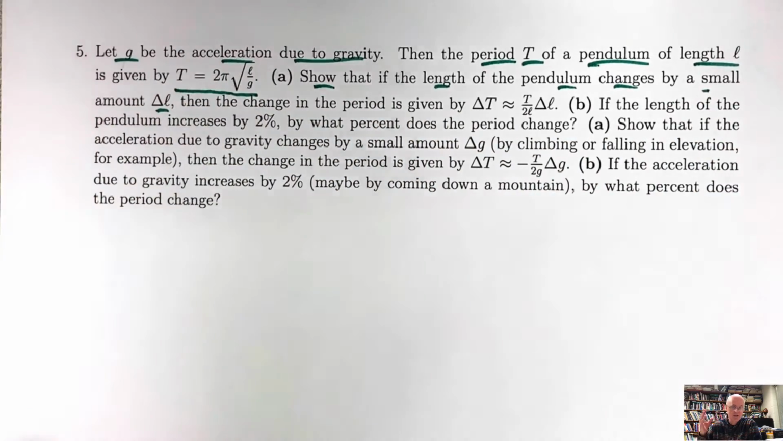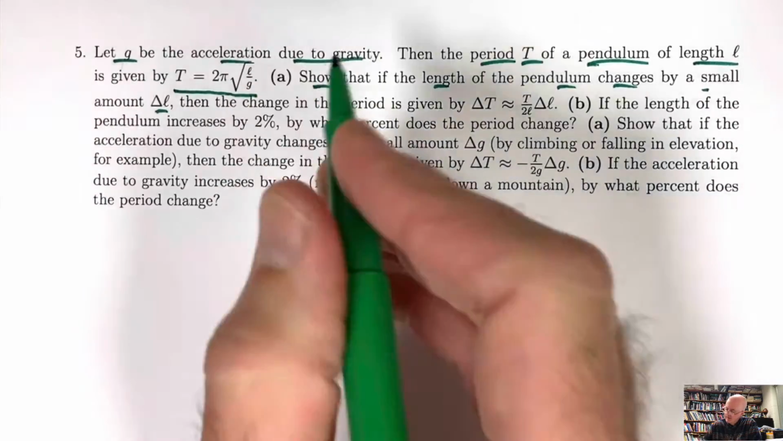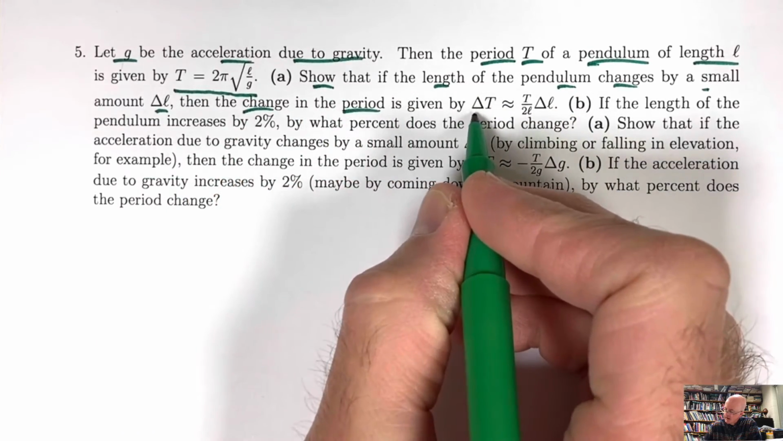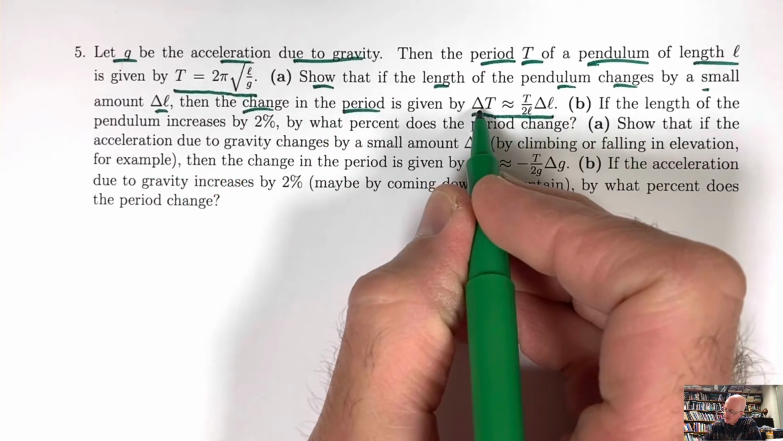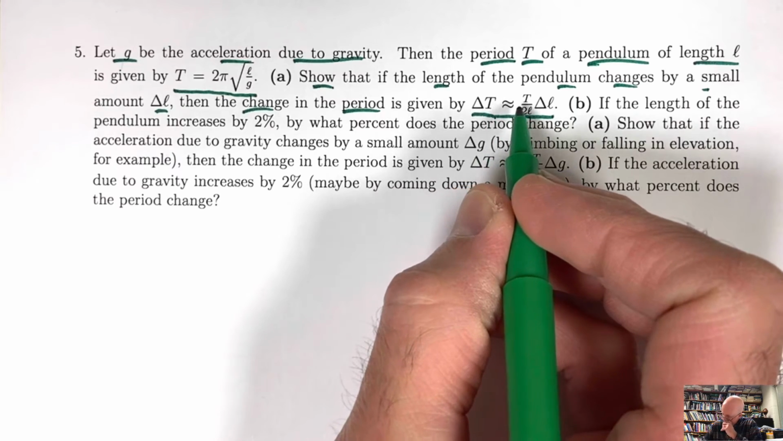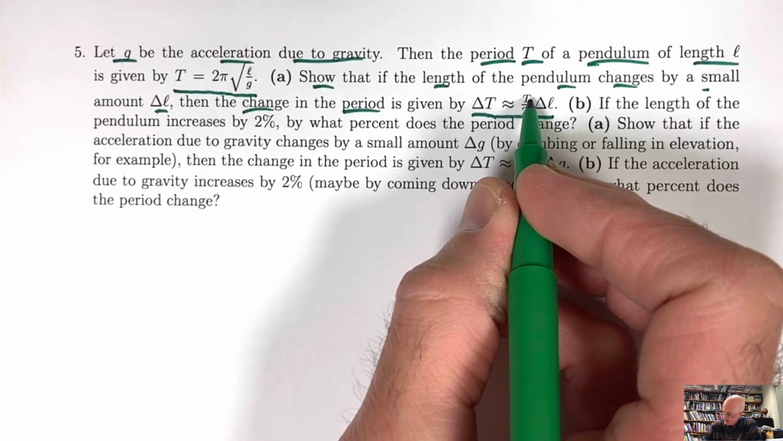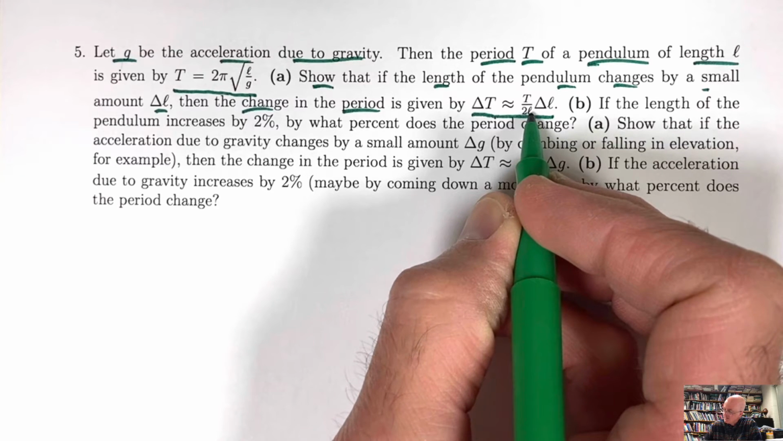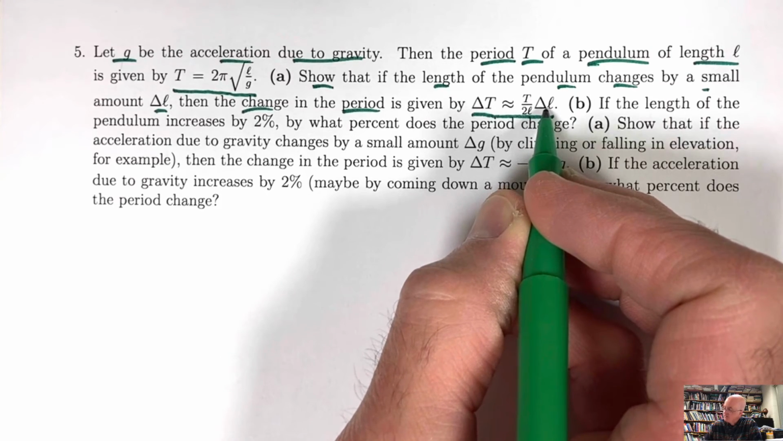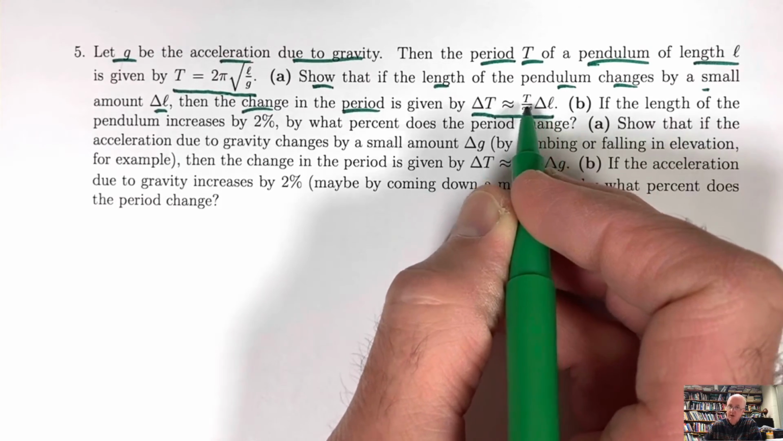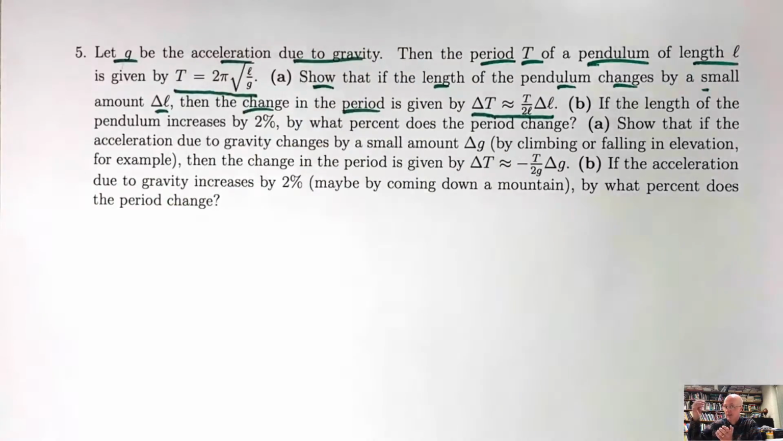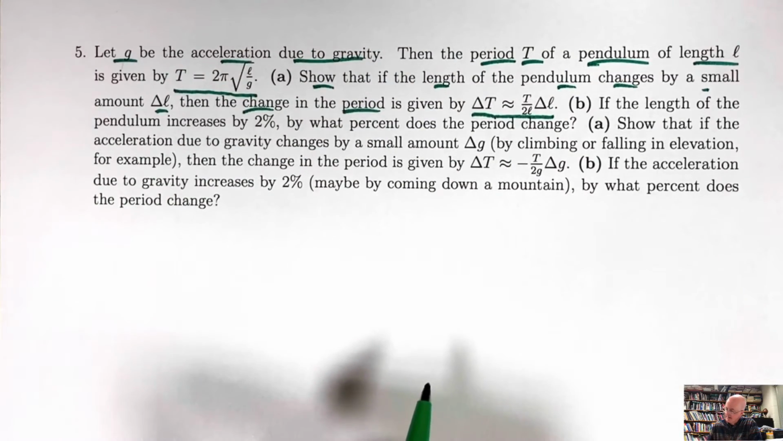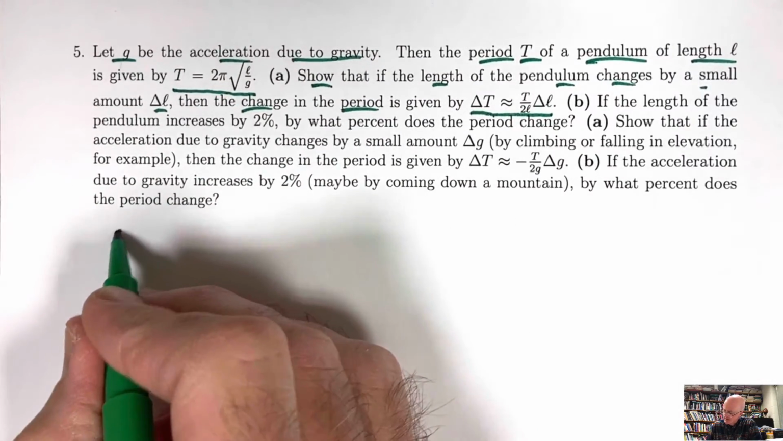Part A: show that if the length of the pendulum changes by a small amount, delta L, in other words, if you get a slightly different pendulum, then the change in the period is given by this. The change in the period is approximately the previous period divided by 2 times L, where L is the length of the previous pendulum, times the change in the length, based on the fact that now we're using a new pendulum where the rod has a slightly larger length, for example. Okay, so that seems difficult.